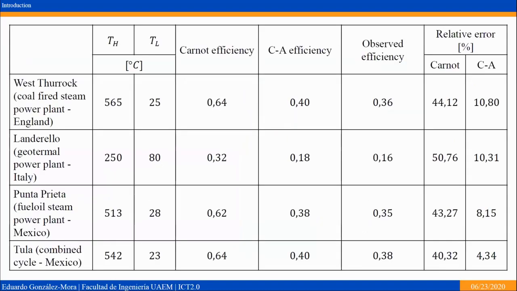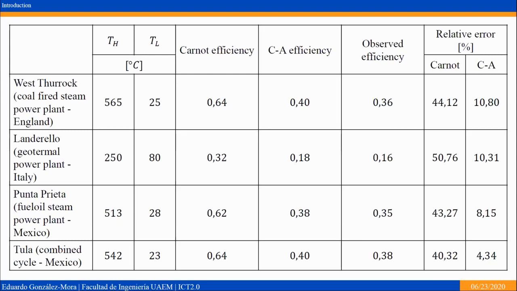In this table, I've just included some power plants around the world, two of them in Mexico, that use different heat sources in order to compare the Carnot efficiency, the Curzon-Ahlborn efficiency, and the observed efficiency by means of the relative error. In the four cases, the Carnot efficiency overestimates the efficiency of the thermal power plants, while the Curzon-Ahlborn shows a more realistic value for the power plants.